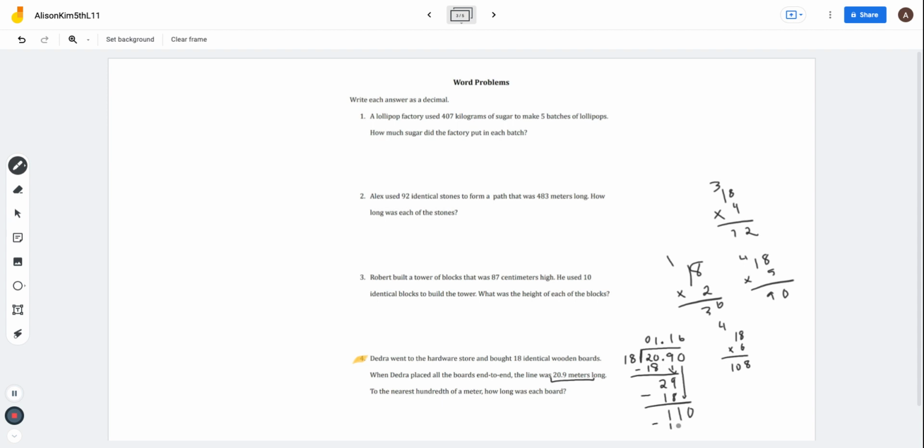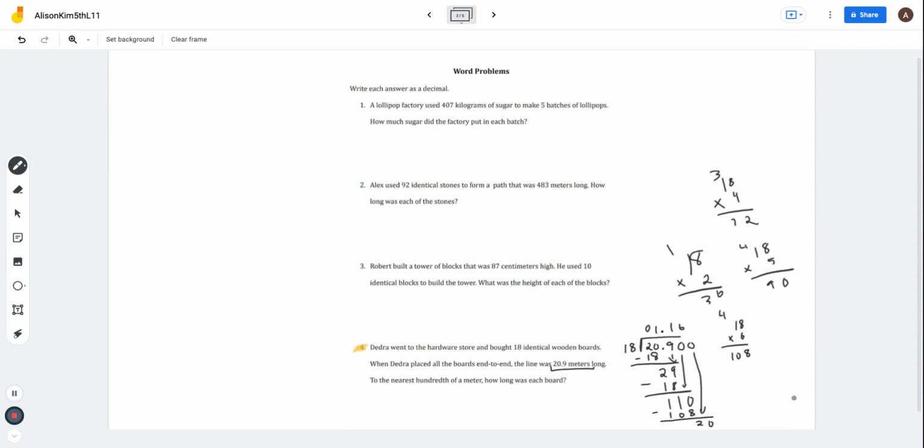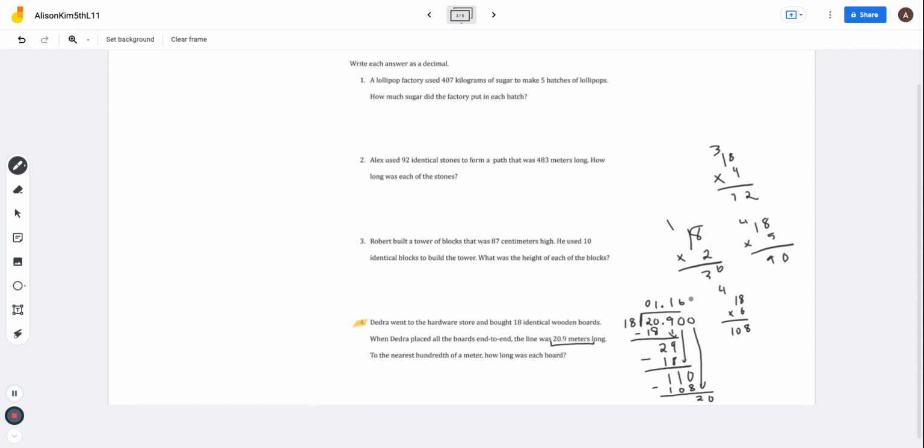So let's do... Ooh, it's getting a little cramped. We know that 110 minus 108, we get 2. And then once again, bring up the 0, bring down the 0. And we get stuck with 20 again, right? And we know that 18 can go into 20 only one time. So bring up the 1 again. And then subtract. Let's move it over here. 20 minus 18. Get a 2 again. Bring down the 0. So it's going to be repeating, right?